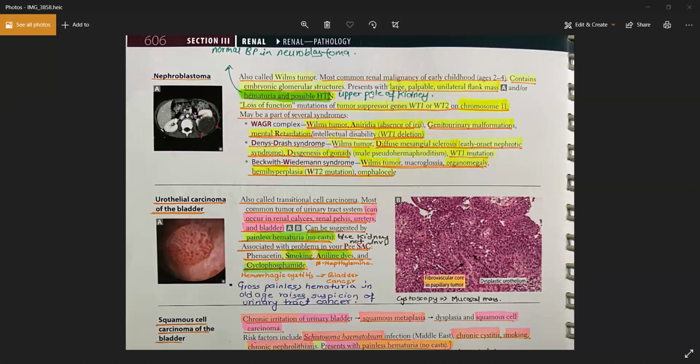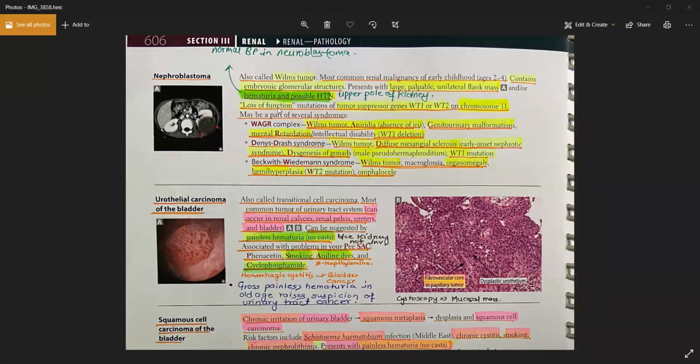Yes. So along with this large palpable unilateral flank mass, the patient will also have a history of hematuria, and the patient can also have hypertension. Versus in case of neuroblastoma, you cannot have hypertension. You always have a normal BP. Other things you can look for are the metabolites of epinephrine and norepinephrine, the HVA, VMA, remember? Yes. So these things will help you differentiate between the nephroblastoma and the neuroblastoma.